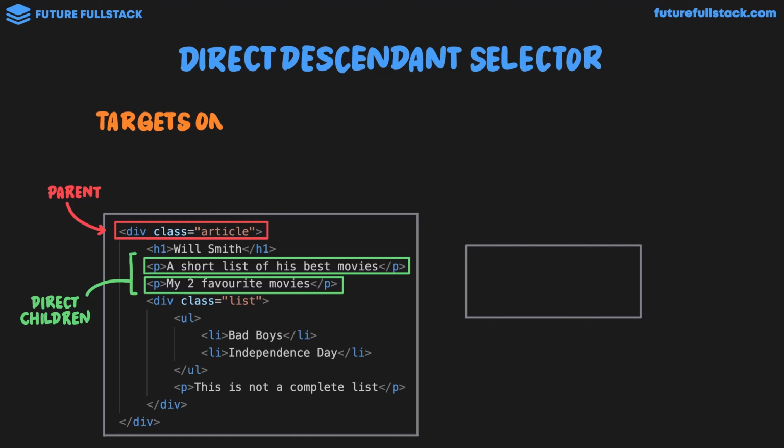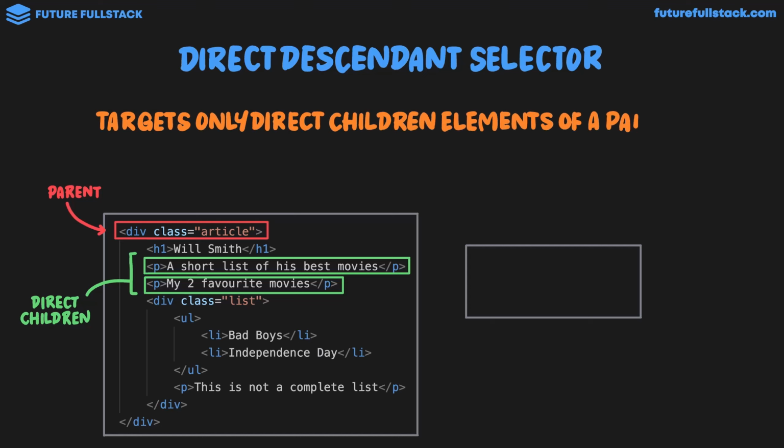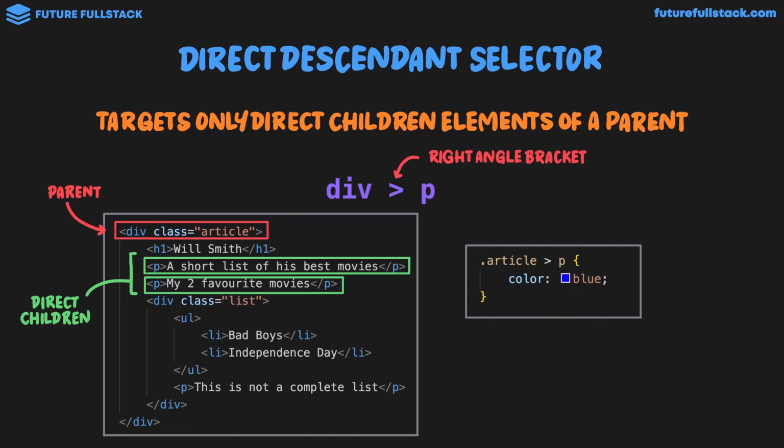Next up is the direct descendant selector. This targets only direct children elements of a parent. And the syntax looks like this, where instead of a space, we have a right angle bracket. So looking at some CSS now, we'd write a rule very similar to before, but instead of a space, we now have a right angle bracket. The class article, again, is the parent, and the paragraph type selector is the child.